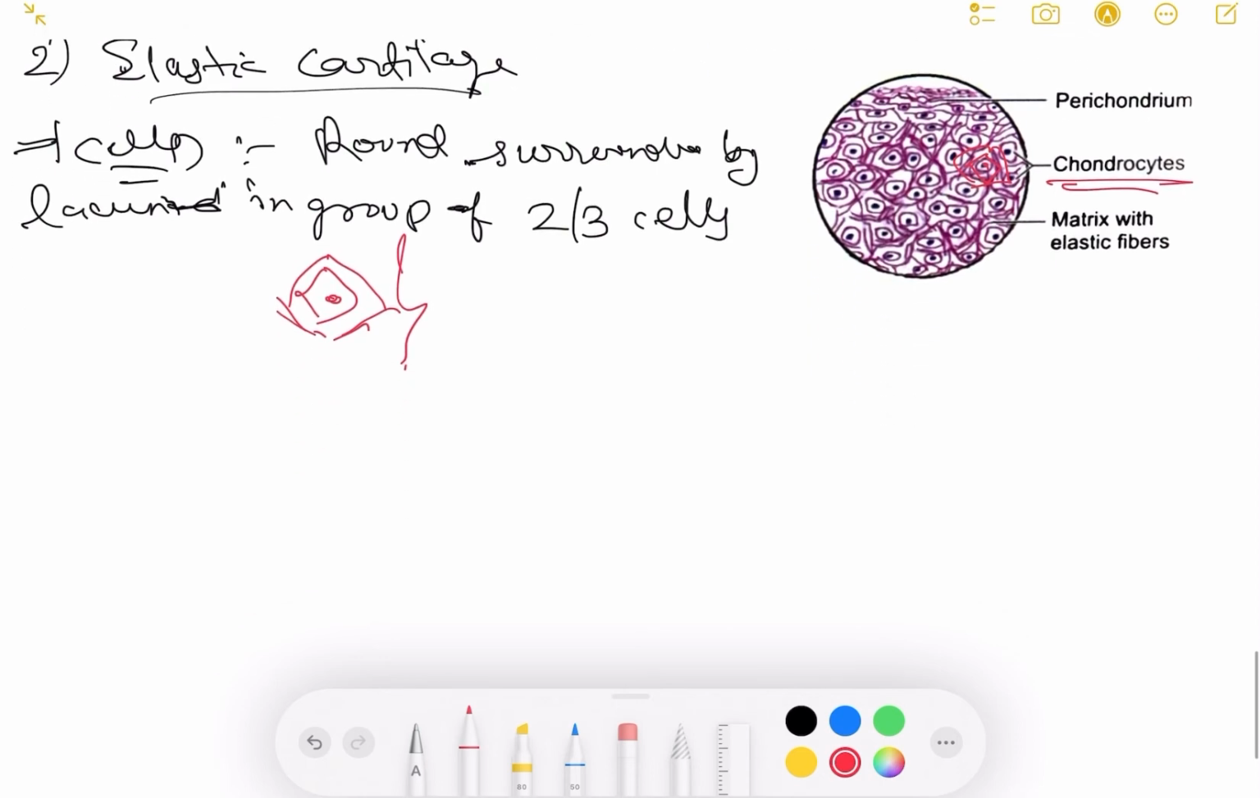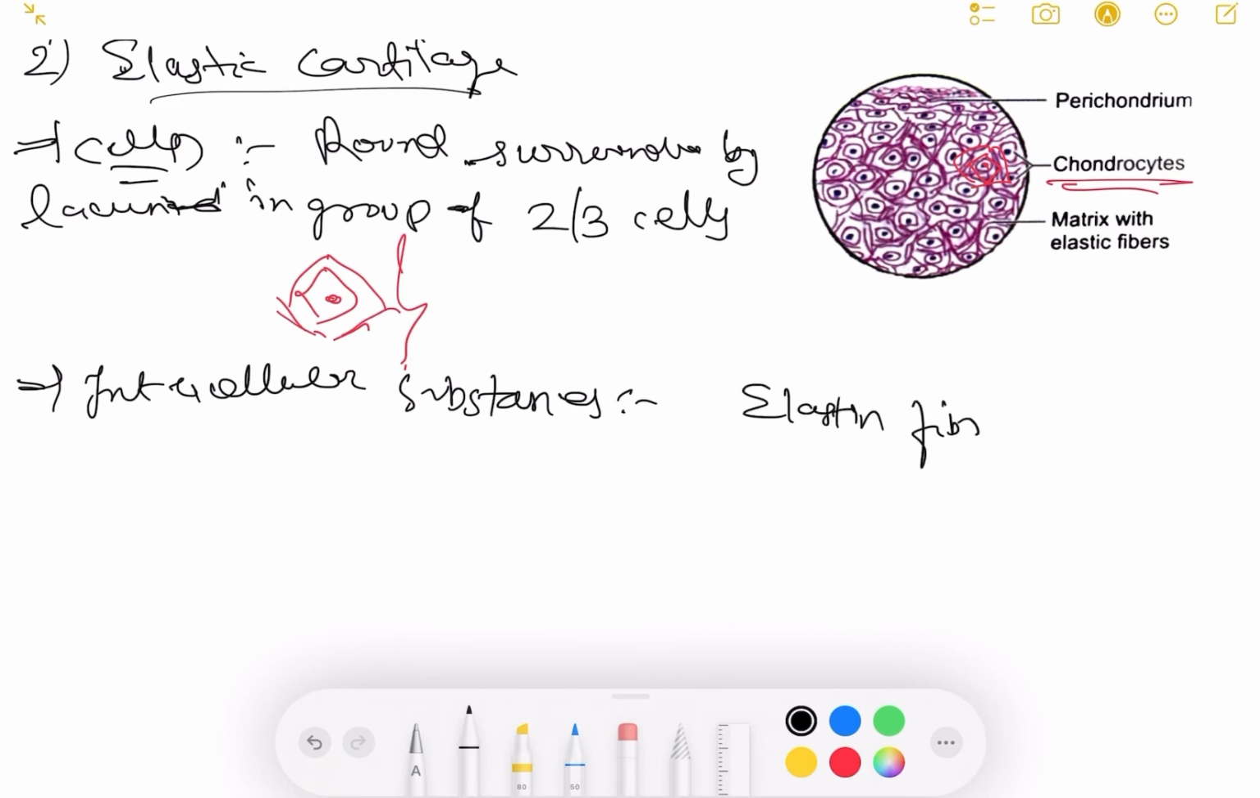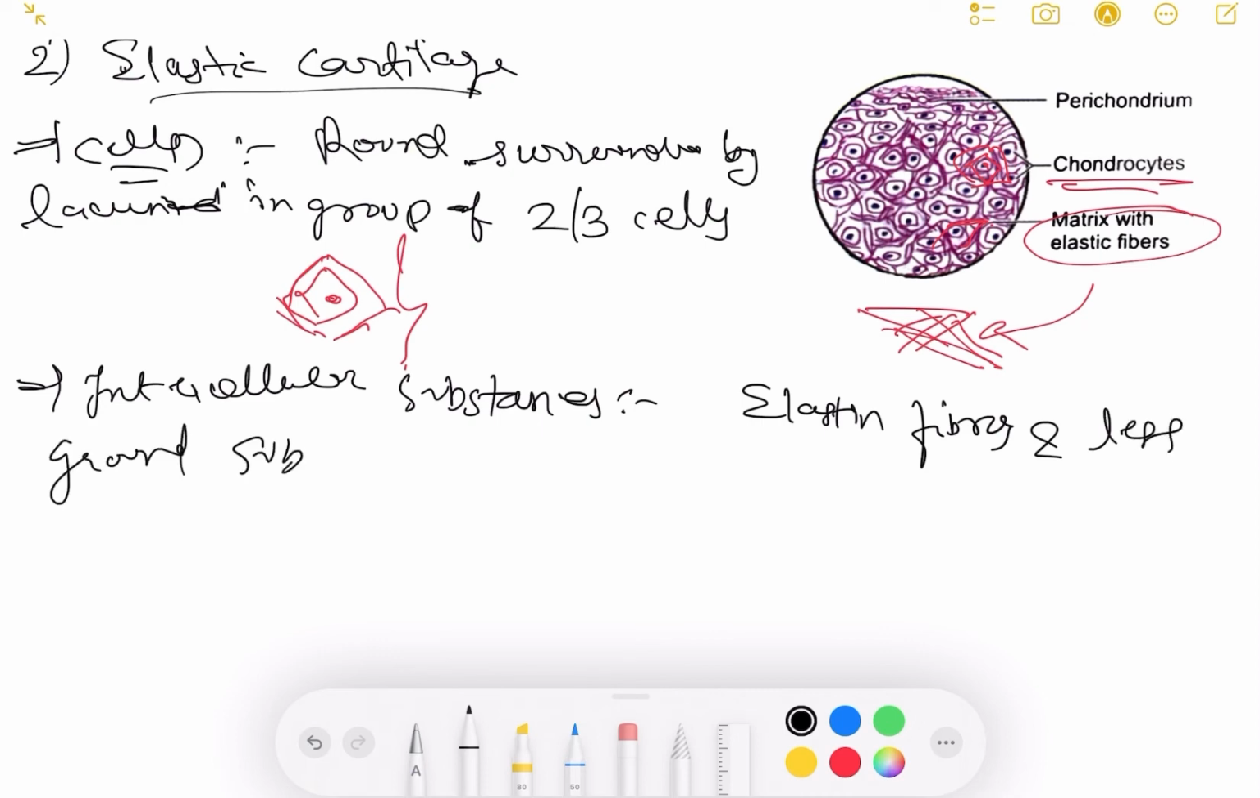Now if we talk about intercellular substances, like they were present territorial, interterritorial. Now if we talk about elastic cartilage, the intercellular substance is elastin fibers. You can see in the figure, matrix with elastin fibers like thread. This one, which I have drawn here, these are elastin fibers. And another thing is less ground substance. Ground substance is present, but it is less compared to hyaline cartilage.